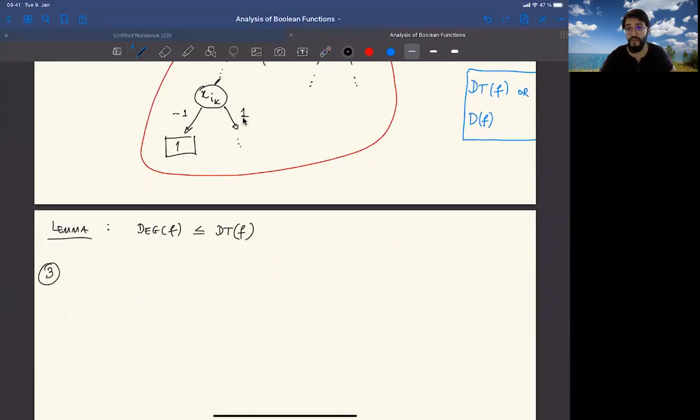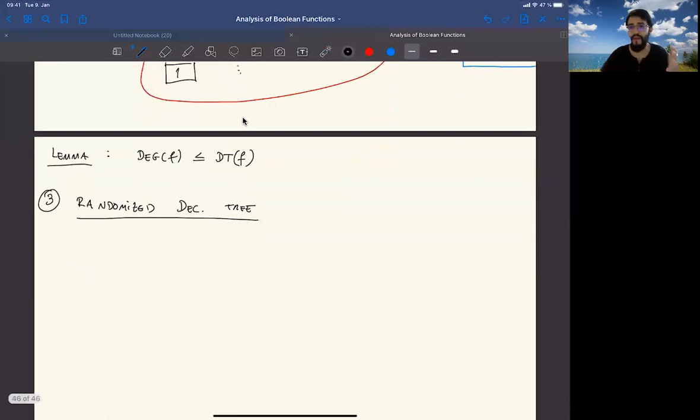You can think of a randomized version of this. So let's randomize decision tree complexity. And what is that? So let me write it in.